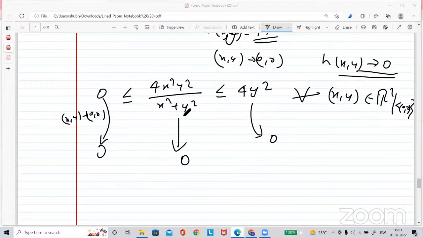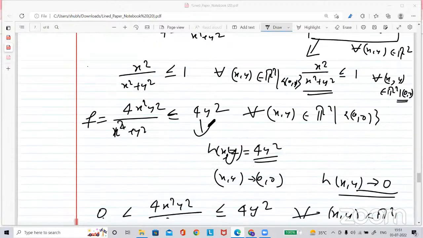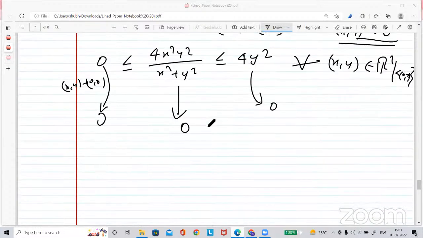That's the sandwich theorem, and that's all about the limit now. Limit of a function is done. This is the only major tool to give you the limit of a multivariable function. Now the only remaining part, that's all about the limit. Now the continuity part is the same.